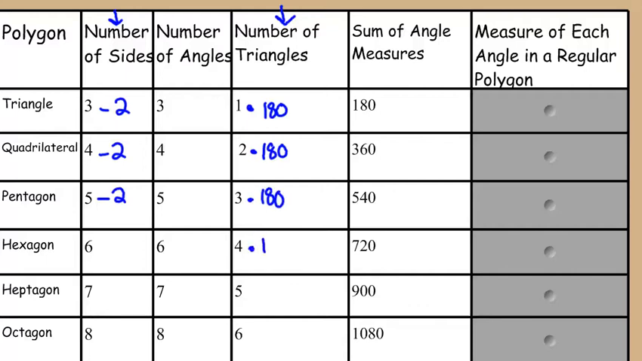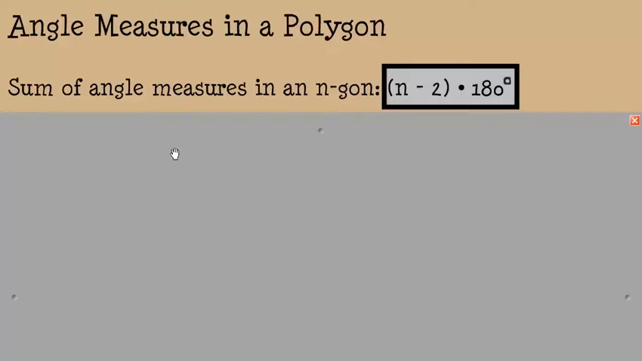Now, if we combine these things, we can get here a little bit quicker. We can use a formula because we don't want to have to go through and fill this chart out every single time we're asked a question about the total angle measures. So let's get this down. The sum of angle measures, or we can also put total degrees, in an n-gon, so any polygon, we take n minus 2 times 180.